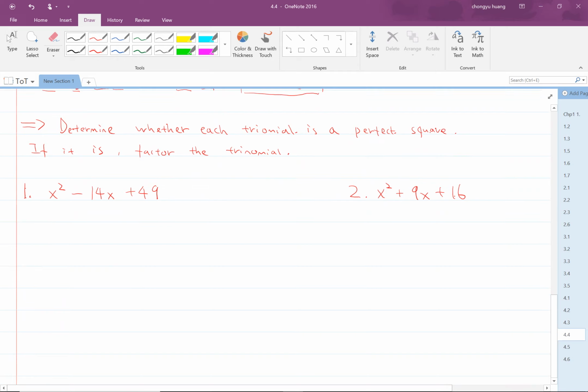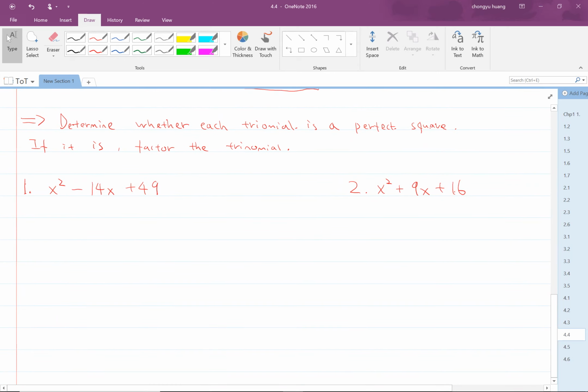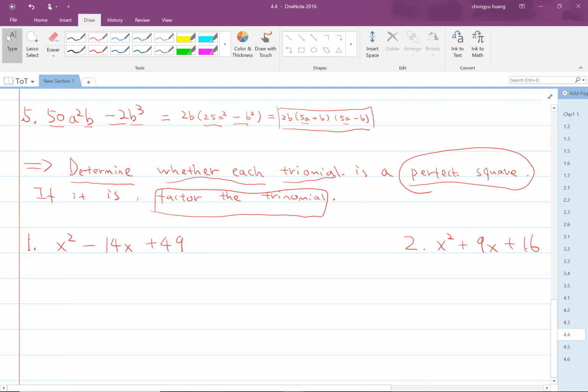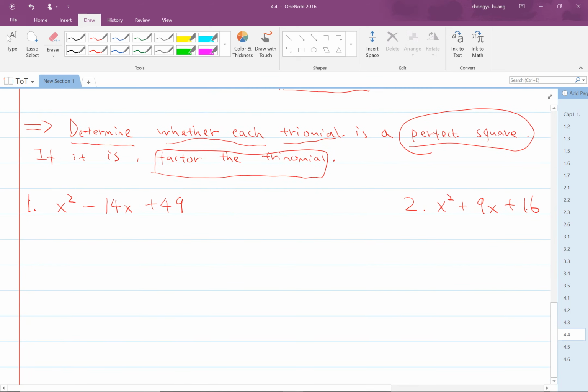Okay, so here what the question says is that we need to determine whether each trinomial is a perfect square. If it is a perfect square, then we need to factor it. So that's the requirement for the question. I will try to make sure we can see the question most of the time.